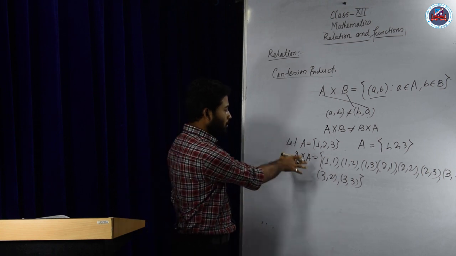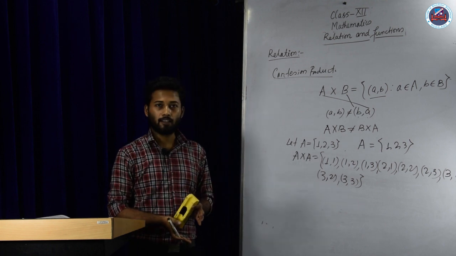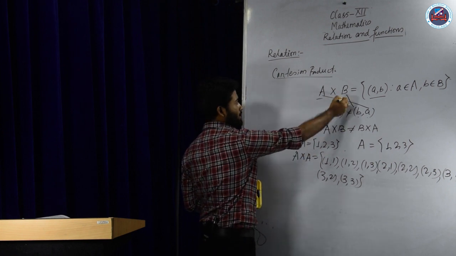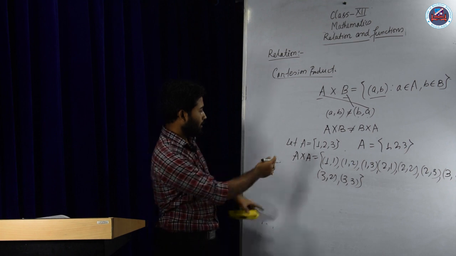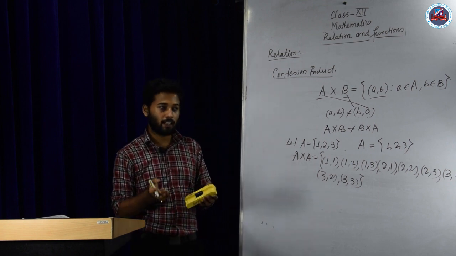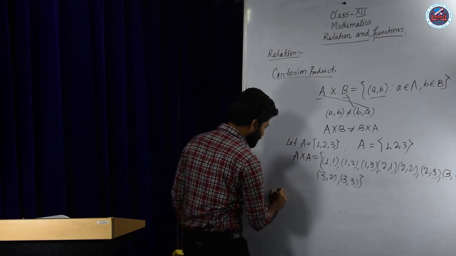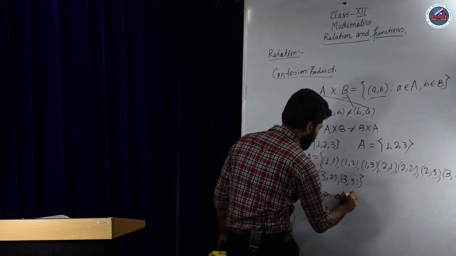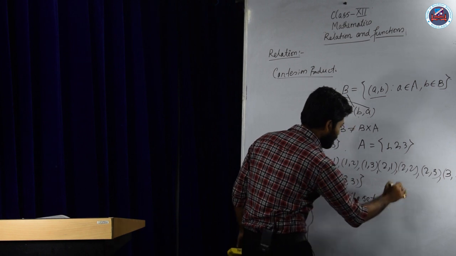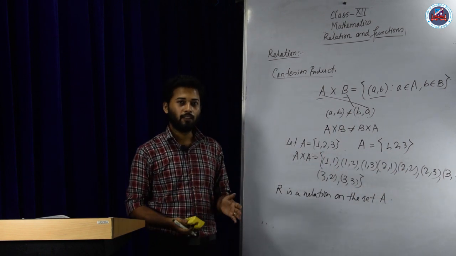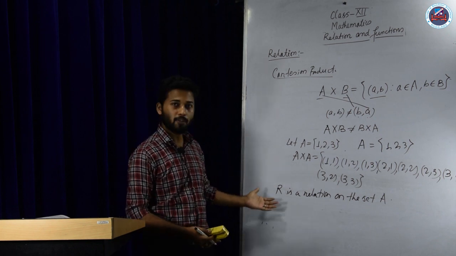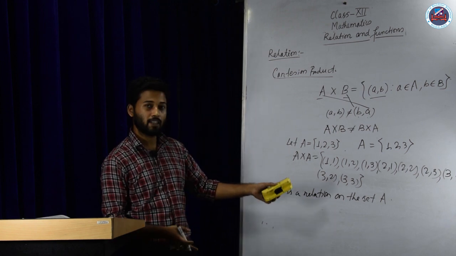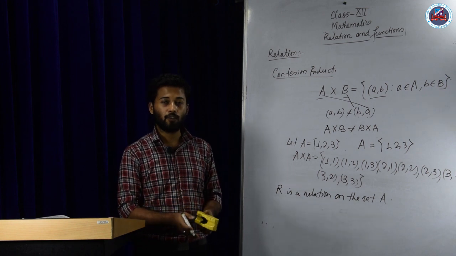So we can define a relation on this also. Those types of relations will be named as a relation on the set A. Earlier we defined two sets, A and B. But when we are defining the relation on the same set, we shall write R is a relation on the set A. Throughout your chapter, you shall notice that most of our problems or examples are based on this statement, that R is a relation on the set A. That means you have to understand that R is a subset of A cross A.